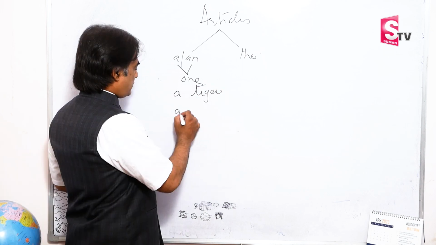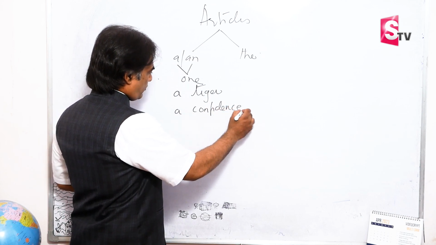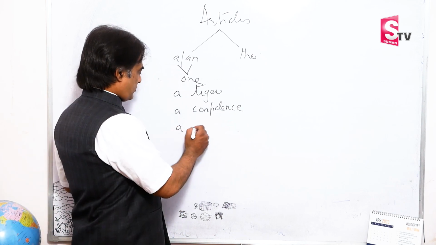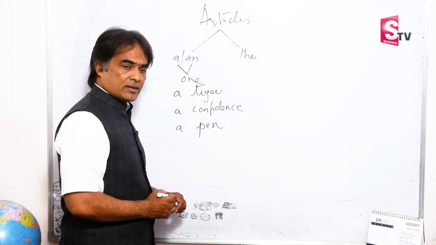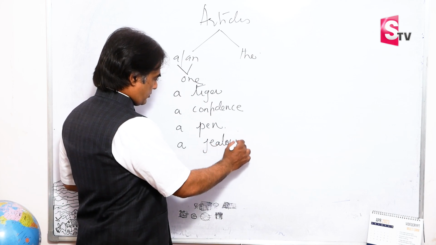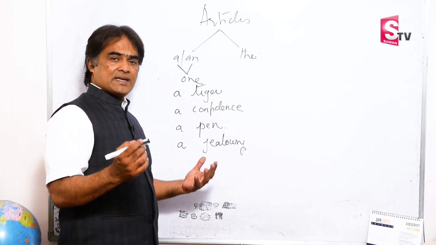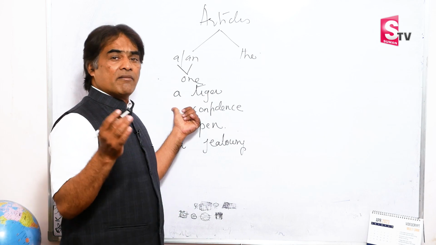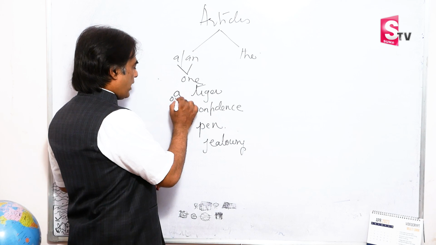A tiger. A confidence. A pen. A jealousy. To understand whether a is required here or not, let's replace a with the meaning of it. What's the meaning of it? It means one.